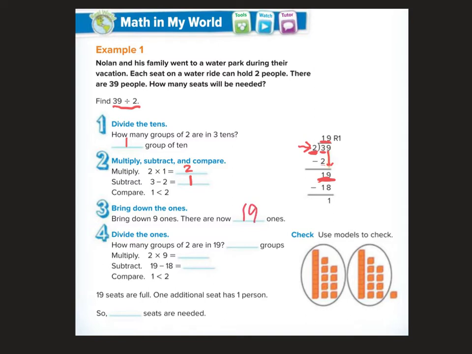They're now 19 ones. How many groups of 2 are in 19? We said there are 9 groups. 2 times 9 is 18. So I'm going to write that below the 19. Then I subtract and I get 1 left over. Is 1 less than 2? Yes, it is. And so that's going to be our remainder because I have nothing else to bring down.